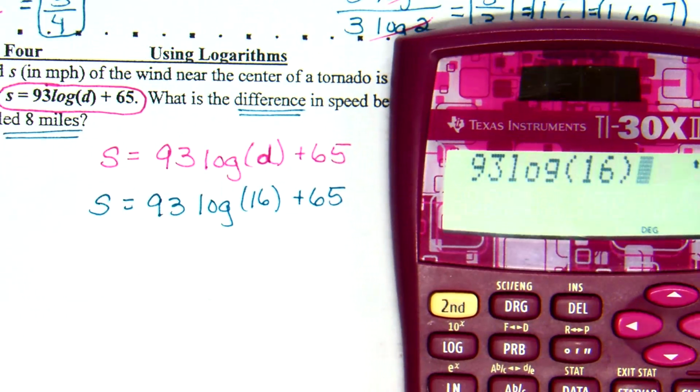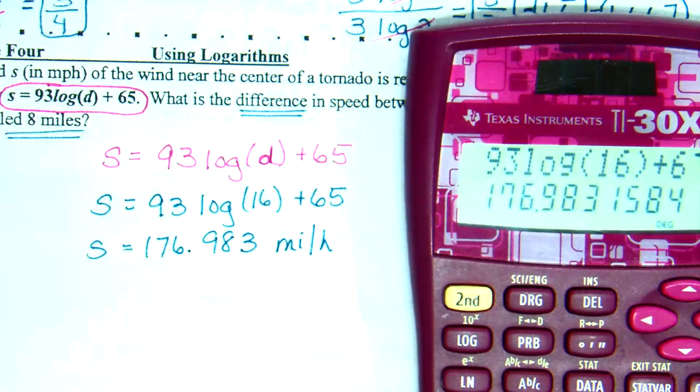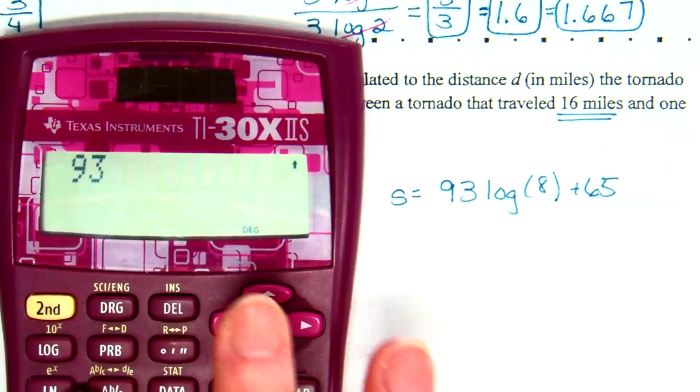This feels like cheating. Repeat the process with the other one. 93 times the log of 8 plus 65. You get a 148 number. S is approximately 148.987 miles per hour. Well, we're not done yet. You don't want to round down too far. It might mess up your answer.